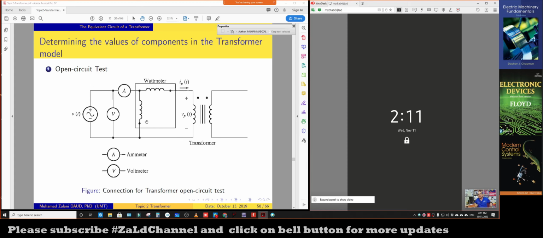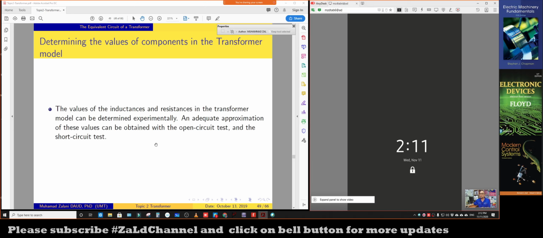For the scope of work of a service engineer, one of the common things they do is the open circuit test and short circuit test of the transformer, so that they can study that transformer. We do the open circuit test and also the short circuit test in order to determine the values of the inductances and resistances of the transformer, including the effect of the excitation branch, which is RC and also XM.